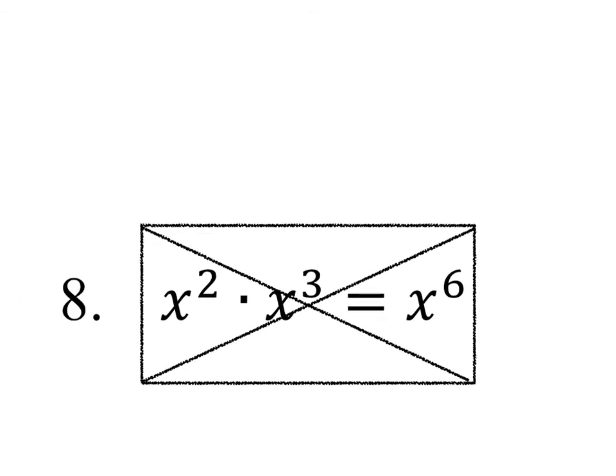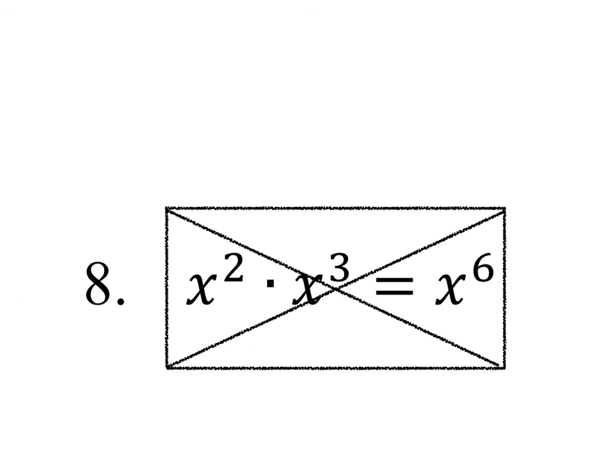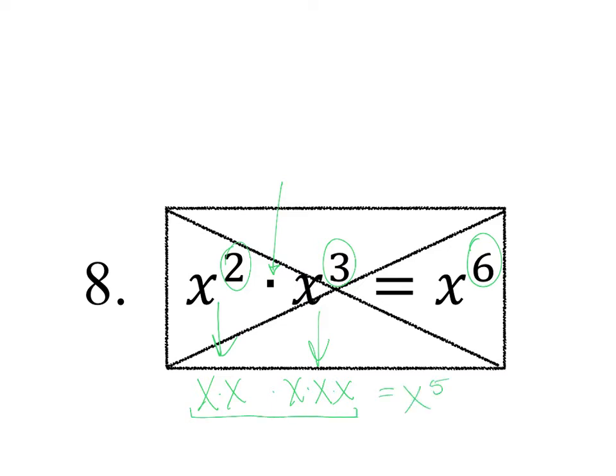All right, on number 8, again, this is a common error, but if you think about how exponents work and what they mean, you'll never make this mistake. Okay, it says we're going to multiply. So I see that the mistake they made is they said 2 times 3 is 6. But that's not what the exponents mean. X squared means x times x. X to the third means x times x times x. So if you look at how many x's we have written down here, it's only 5 x's.